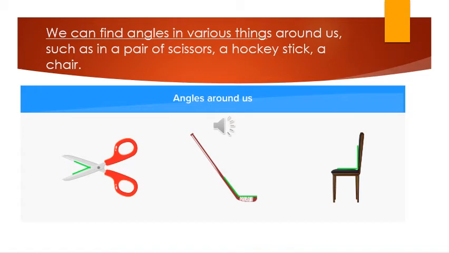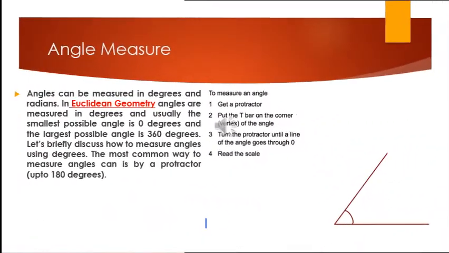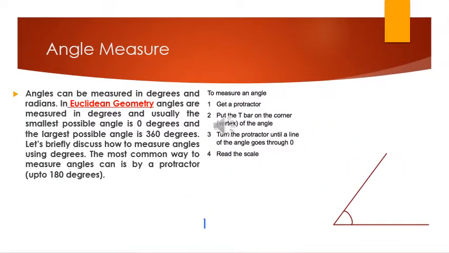We can find angles in various things around us, such as in a pair of scissors, a hockey stick, a chair. See the examples here. Let's see how to measure an angle using protractor. Angles can be measured in degrees and radians. In Euclidean geometry, angles are measured in degrees and usually the smallest possible angle is 0 degrees and the largest possible angle is 360 degrees.